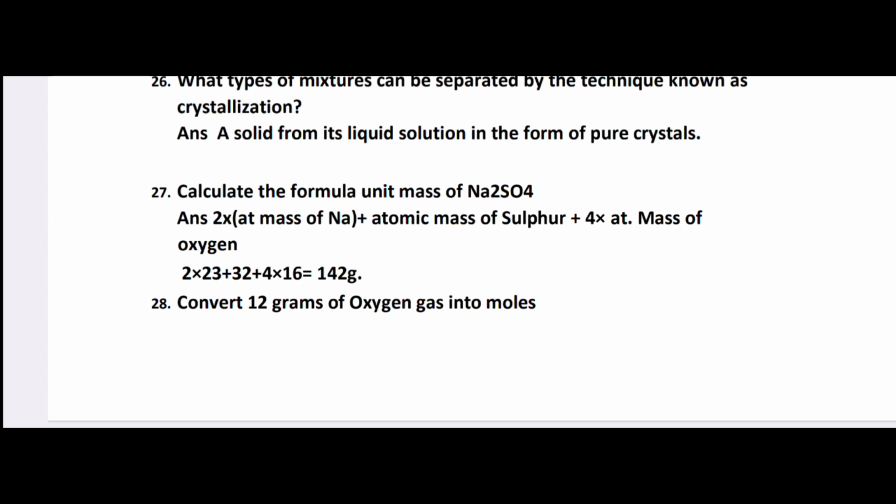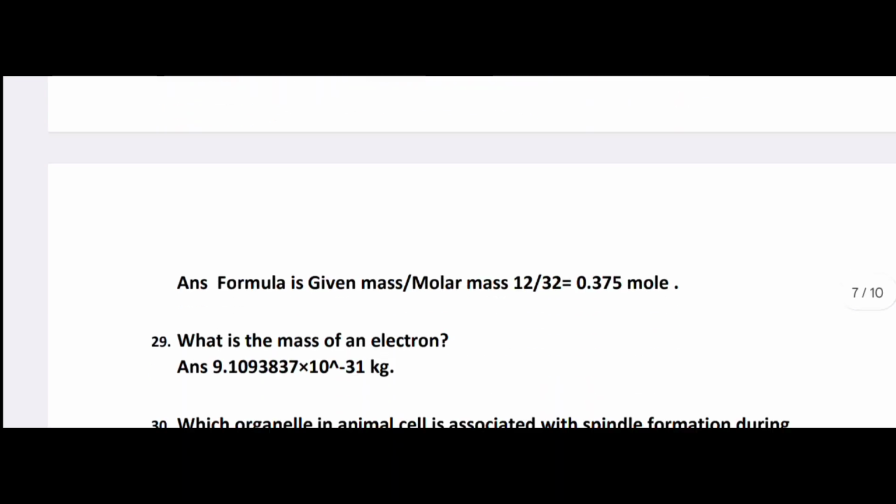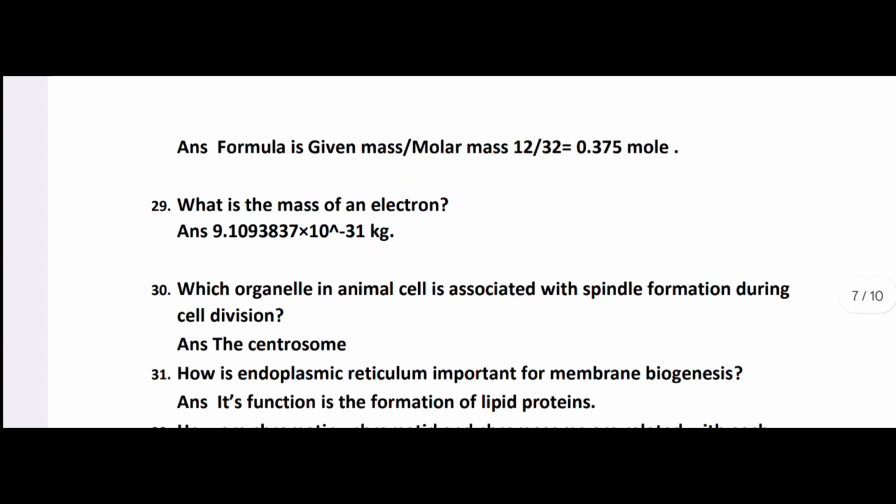Now convert 12 grams of oxygen gas into moles. Now what is the formula for that? Formula is given mass divided by molar mass. So given mass is 12 and molar mass is 32. So you will get 0.375 mole.